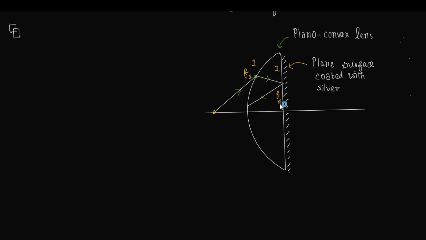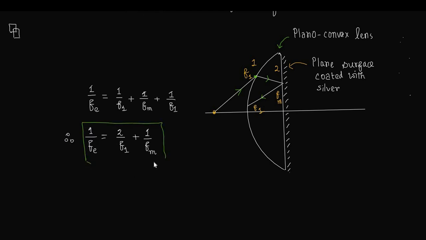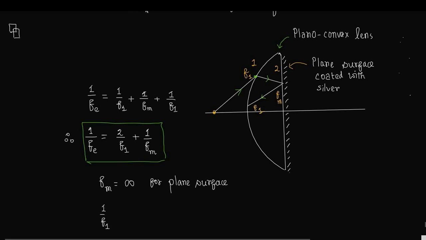The first refracting surface has focal length f1, and the second surface is a plane mirror which has focal length fm. So the reciprocal of equivalent focal length, 1 by Fe, is equal to 1 by f1 plus 1 by fm plus 1 by f1, which is 2 by f1 plus 1 by fm, where refraction occurs twice and reflection occurs only one time. The focal length of the plane mirror fm is infinity for the plane refracting surface which behaves as a plane mirror.